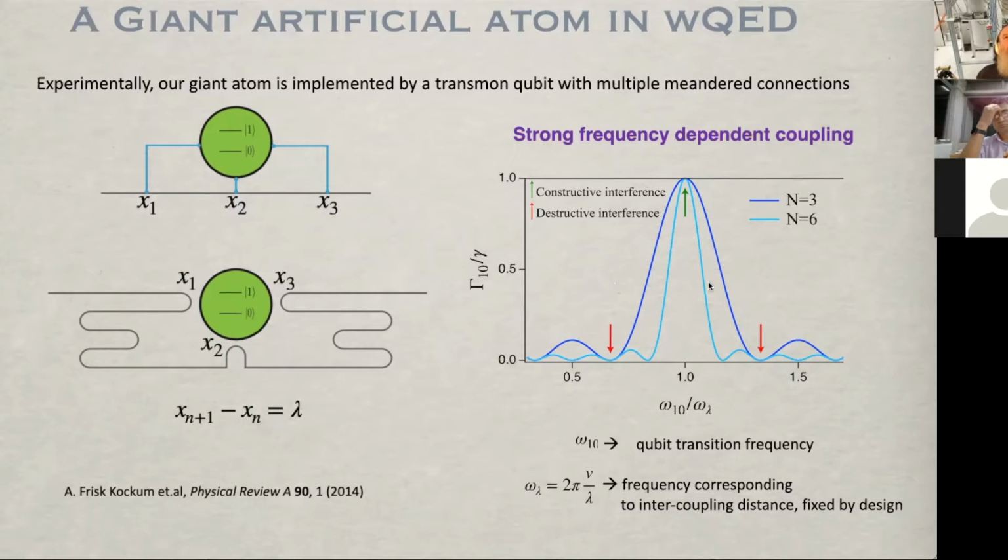Also not so surprising, the sharpness of this frequency dependence depends on the number of connections that I have. For instance, here the dark blue is for 3 connection points and the light blue is for 6 connection points. Roughly it's twice as sharp when I have twice as many connection points. And just to say, the frequency here, which we'll do in many plots, is scaled to what we're calling a mega lambda. This is just the frequency essentially corresponding to the separation between the connection points in the system.